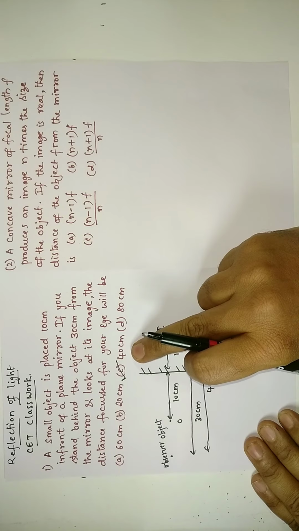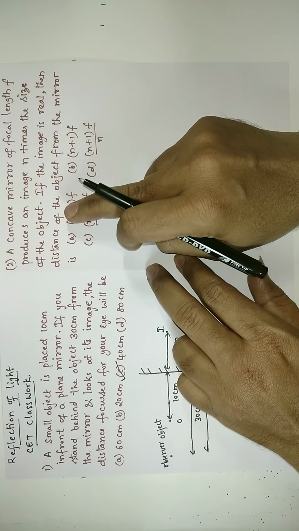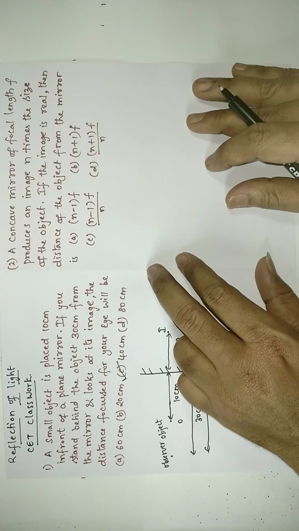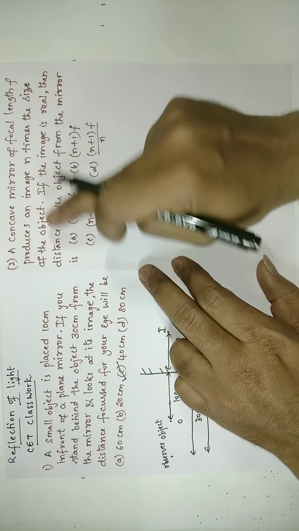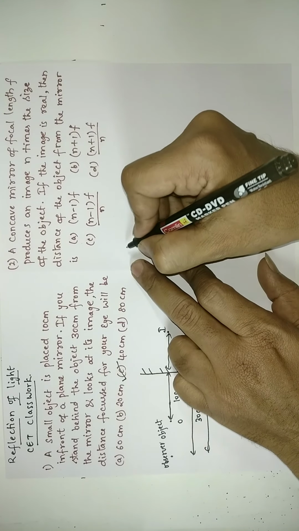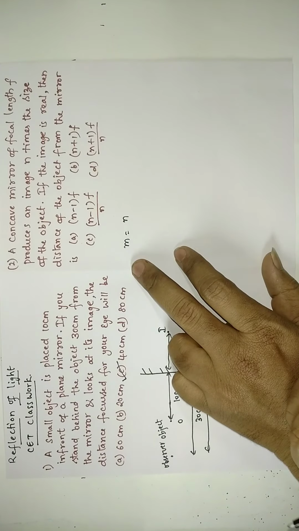That is your option C. Next, the second question goes like this. You have a concave mirror of focal length f which produces an image n times the size of the object. That means the magnification in this case is given to be n.